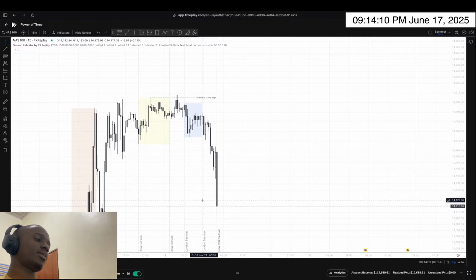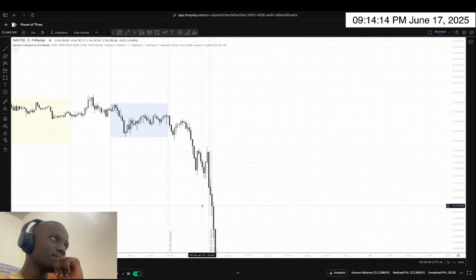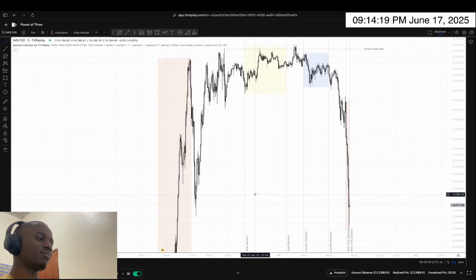Okay, this happens at 8. Get this really crazy move. Looks like this day is gonna be bearish, which means we're returning back into the range.